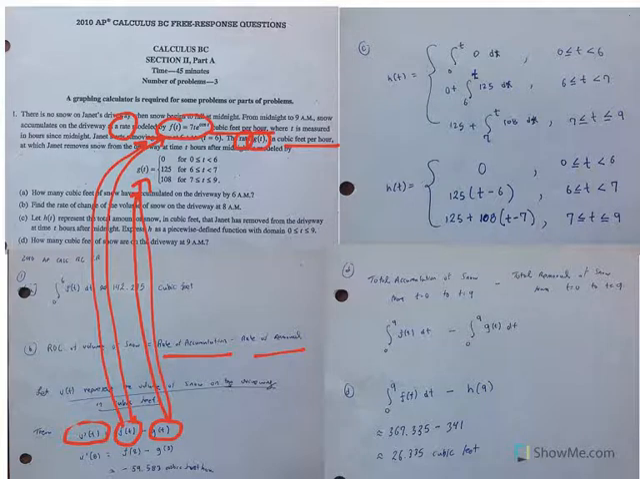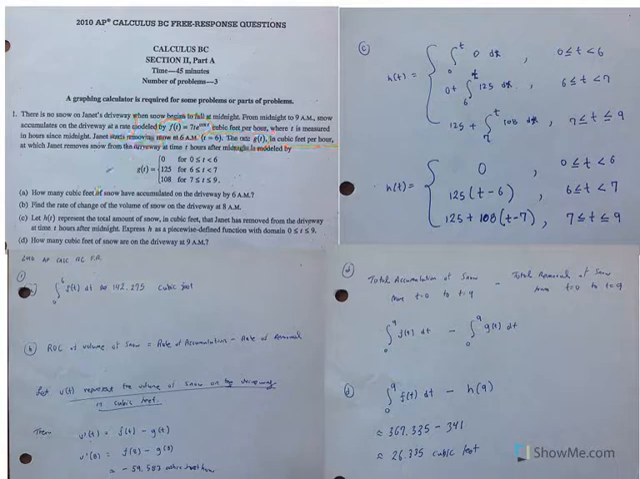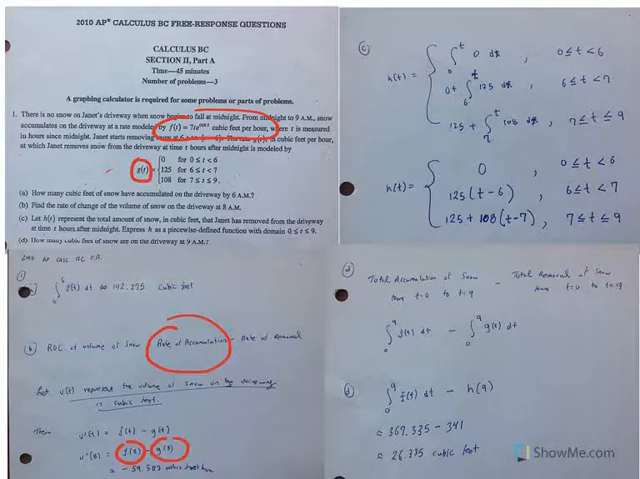So the rate of change of volume of the snow on the driveway at 8 is equal to the rate at which snow is accumulating on the driveway at 8 minus the rate at which snow is being removed from the driveway at 8. So that's what you've got to do. And you're just going to use your calculator, and you're going to evaluate the function f at time equal to 8 to find the rate of accumulation of snow on the driveway at 8. And you're going to evaluate the function g at 8 to find the rate at which snow is being removed from the driveway at 8.